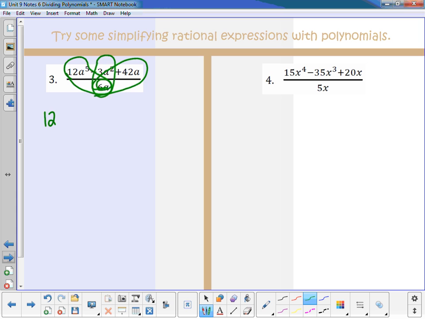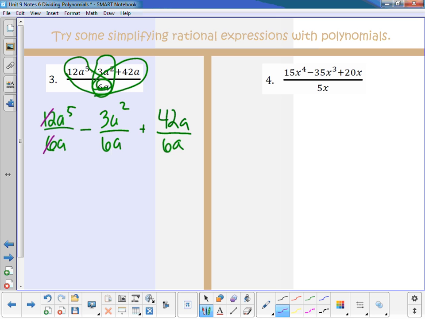I have 12a to the 5th divided by 6a, minus 3a squared divided by 6a, plus 42a divided by 6a. And I'm just going to reduce each one of those as I can. I can take 12 and divide it by 6 and I get 2. And a to the 5th over a, that a is going to go away and it leaves me with a to the 4th. So the first term I have 2 times a to the 4th.